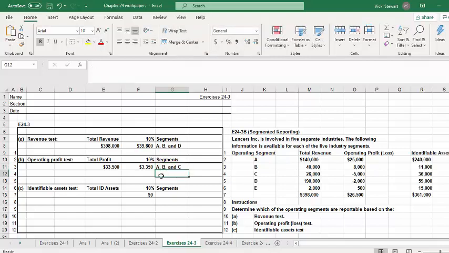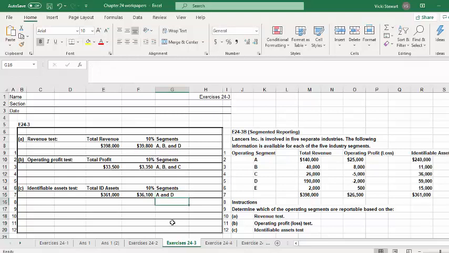The last test is for total identifiable assets. So we just use the total, $361,000. We take 10% of that, and then we look at the segments to determine which ones had identifiable assets that met or exceeded that amount. So A met that test, and D met the test. So the segments that met that test were A and D.